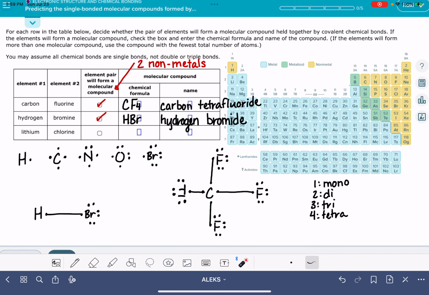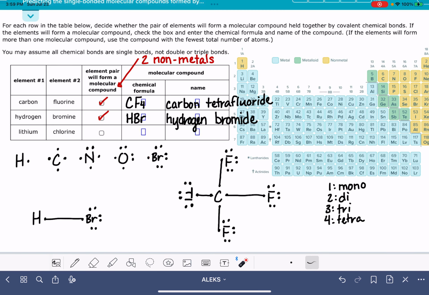And when I flipped through a lot of variations for this ALEKS problem, what I did notice was that for every example that I saw, there were going to be two molecular compounds, and there was going to be one pair that did not form a molecular compound. So you should expect to see that pair not forming a molecular compound.